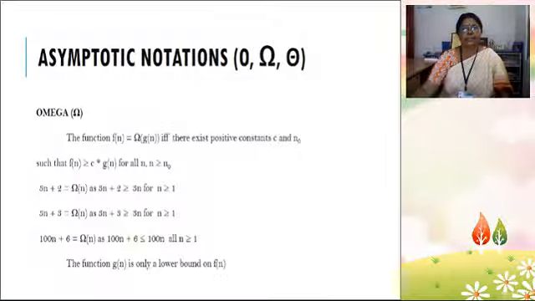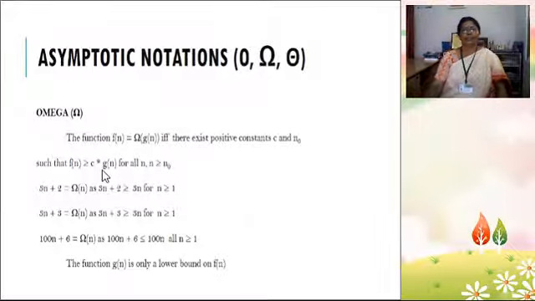The next notation is omega. Omega on the other hand is opposite to big O. It specifies the lower bound of any algorithm. So it is defined as: the function f of n is equal to omega of g of n if and only if there exist positive constants c and n0 such that f of n is always greater than or equal to c star g of n for all n greater than or equal to n0. So here c star g of n specifies the lower bound for the algorithm. It is the minimum value. So always the time complexity of the algorithm will be greater than a particular value.